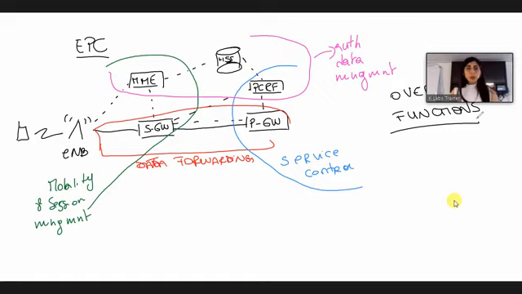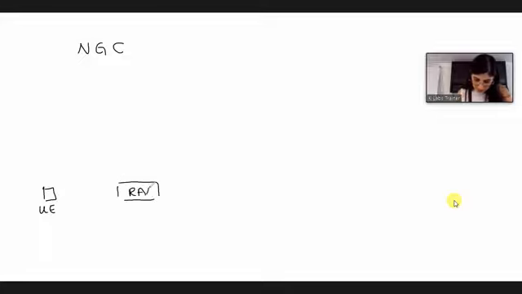So what are the differences with the 5G core network? We are going also to describe the structure of the 5G core network, which is the next generation core. In the next generation core, we have our user equipment, which communicates with the radio access network. So here we have actually our gNodeB.